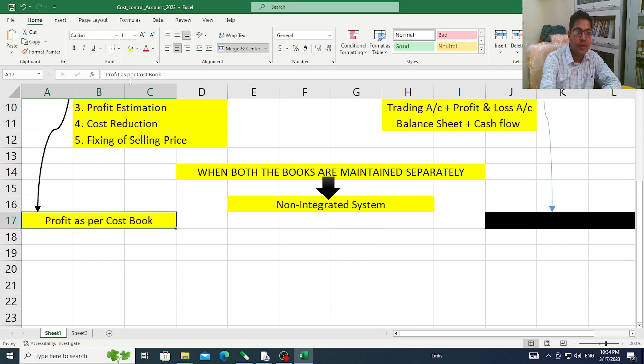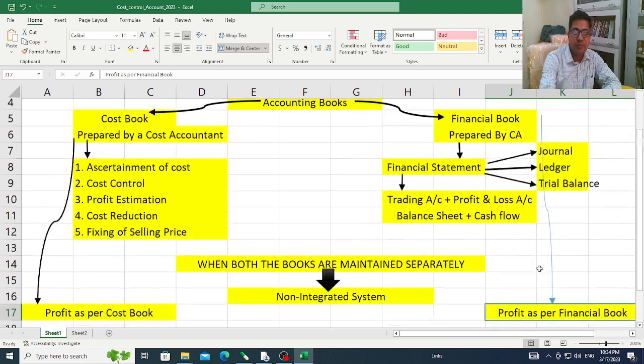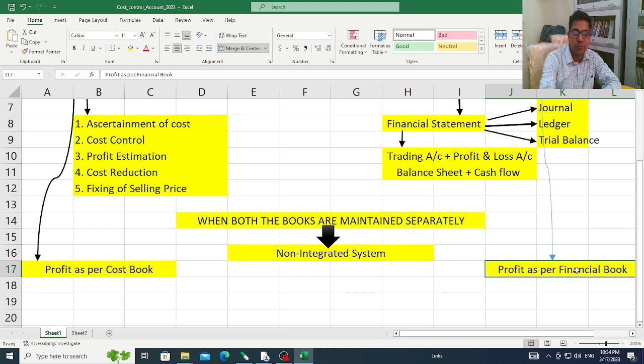a certain amount of profit. This is called the profit as per the cost book, and we also calculate the profit as per the financial books. Now friends, the problem is that the cost book profit and financial book profit are not similar, some difference will occur. So whatever difference there is between cost profit and financial profit, for that purpose we prepare a reconciliation.